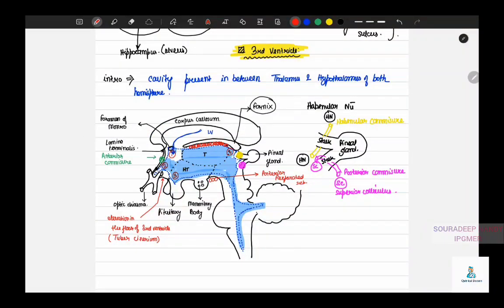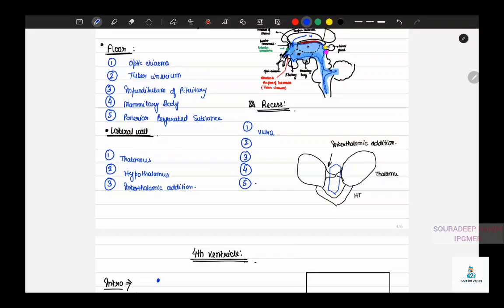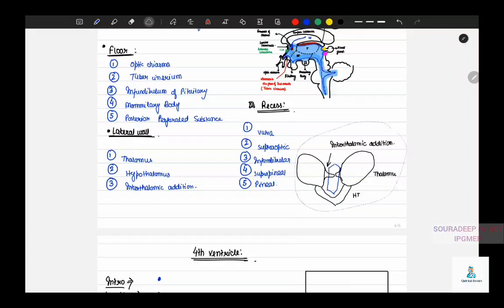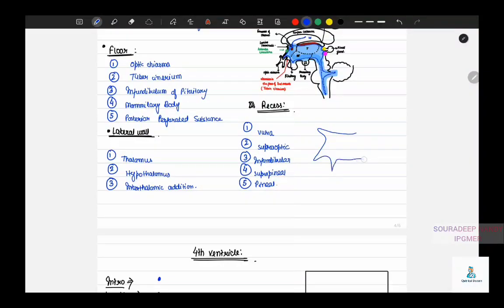So now let us discuss the recesses of the third ventricle. Number one recess is the vulva. Second one is present superior to the optic chiasma, so it is called supraoptic. Third one is present just at the infundibulum of the pituitary, so it is infundibular. Fourth one is present above the pineal gland, so it is suprapineal. And the fifth one is present just anterior to the pineal gland, so it is called pineal recess. So 5 recesses are there. I have drawn a diagram.